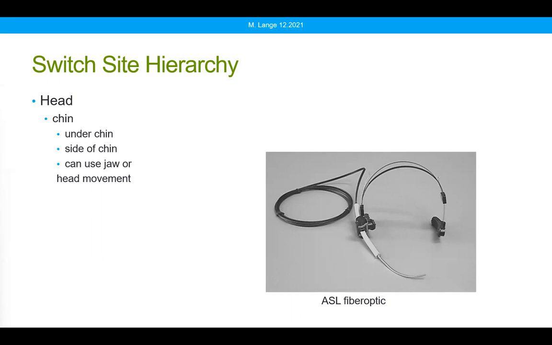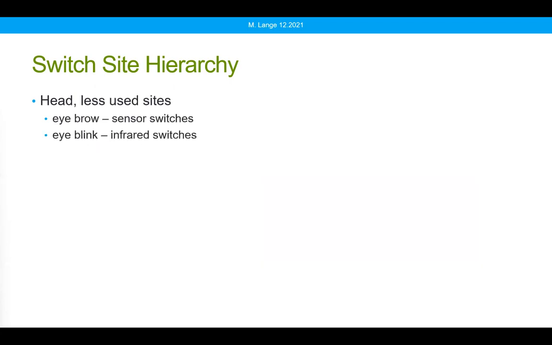Now, capturing that movement can be a challenge. This is a very unique mount that's available from Adaptive Switch Labs, ASL, and it allows a fiber optic switch to be mounted through a hollow tube, and that can be aimed at the side of the head to capture maybe someone using cheek or moving their jaw to the side. Less used sites by the head that may work for someone with muscle weakness include a sensor over the eyebrow or infrared switches capturing that eye blink.